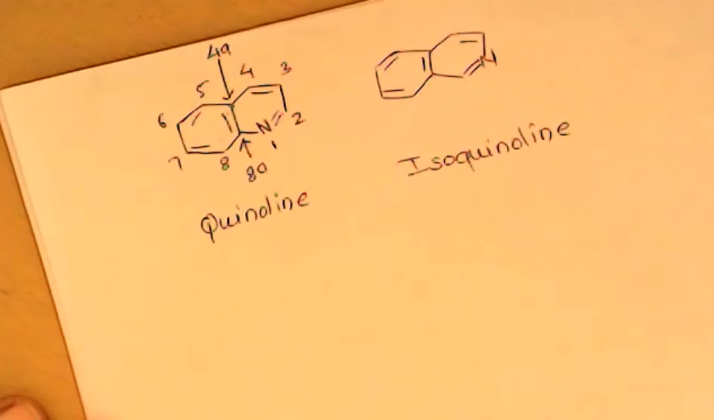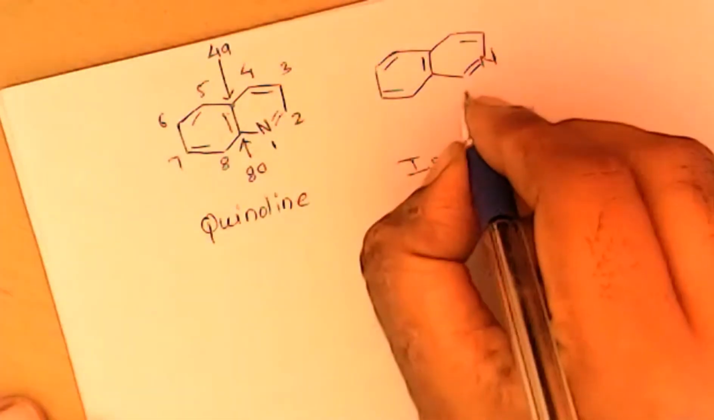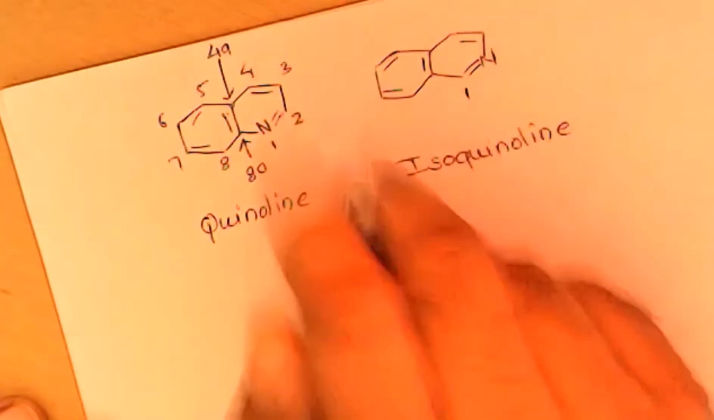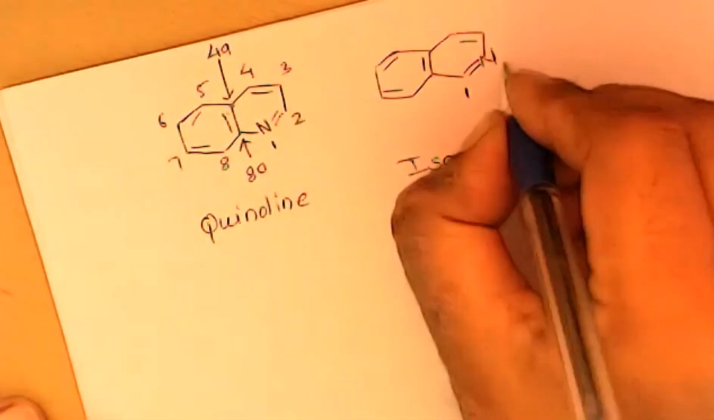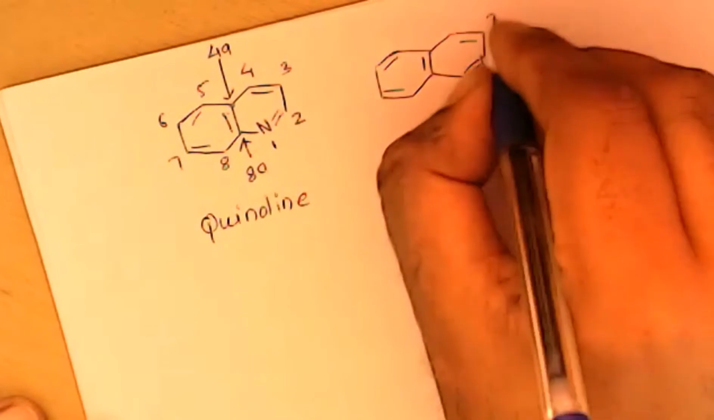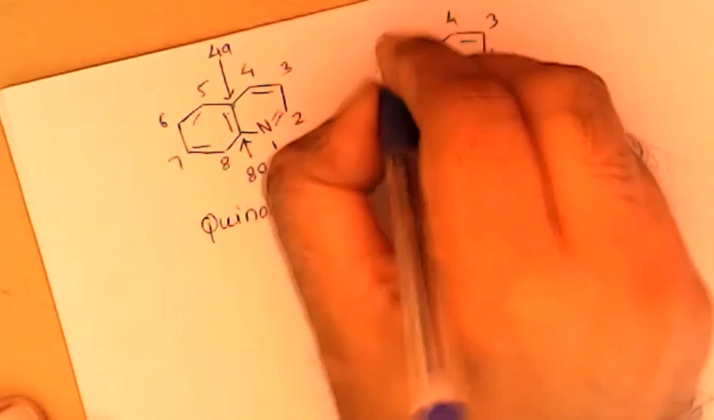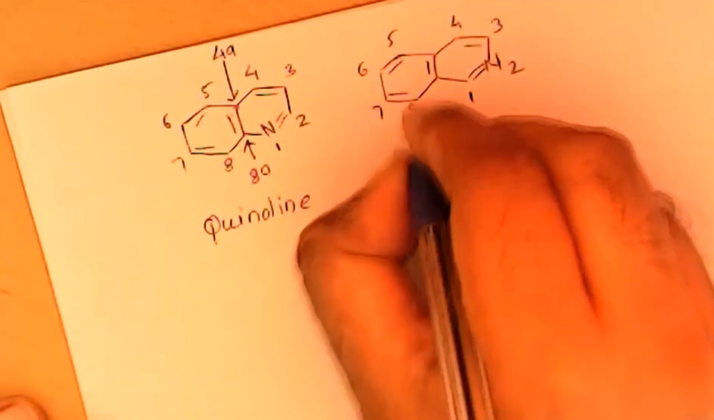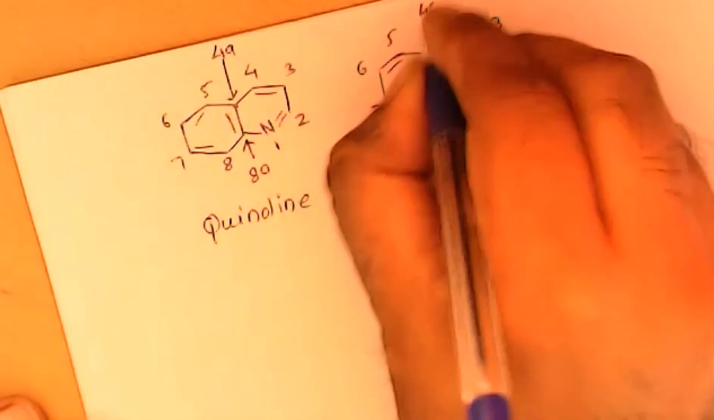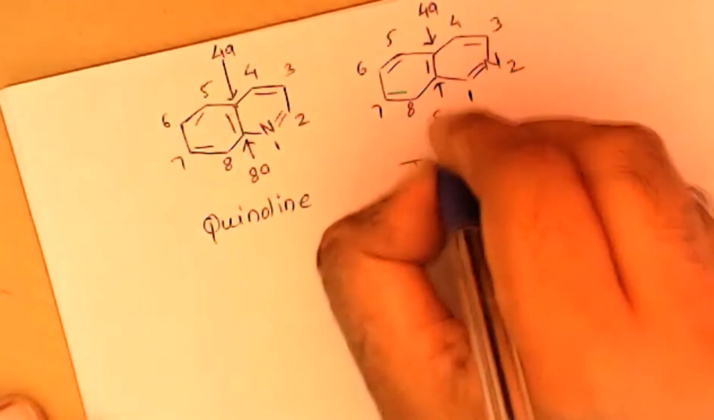In case of isoquinoline system, this rule is not valid, in which the numbering starts from the carbon atom which is adjacent to the nitrogen atom and which has the similar position as in the quinoline. So in case of isoquinoline, this is the first number. Then we go anti-clockwise, 1, 2, 3, 4, 5, 6, 7, 8. That is 4A and that is the 8A.